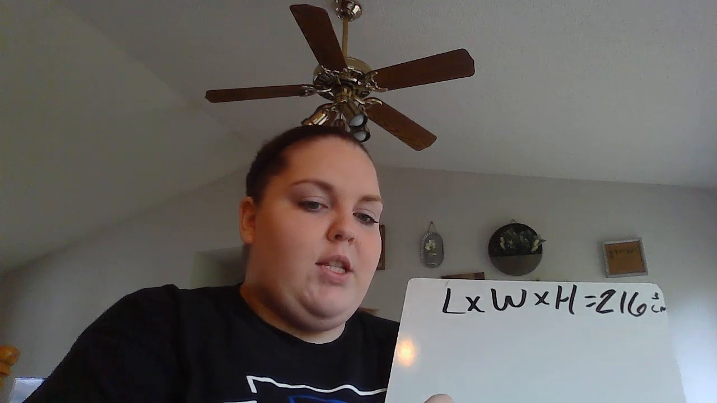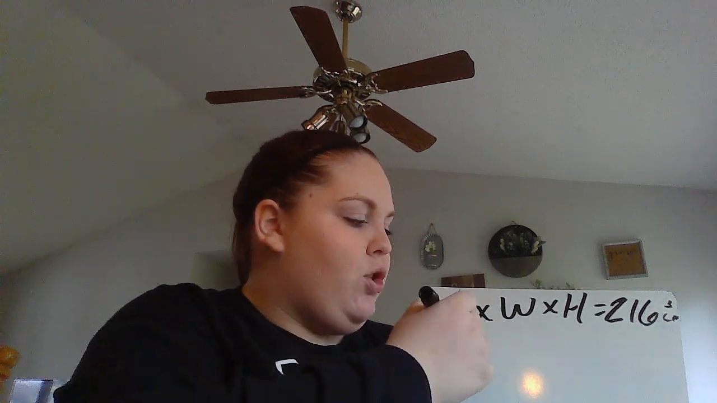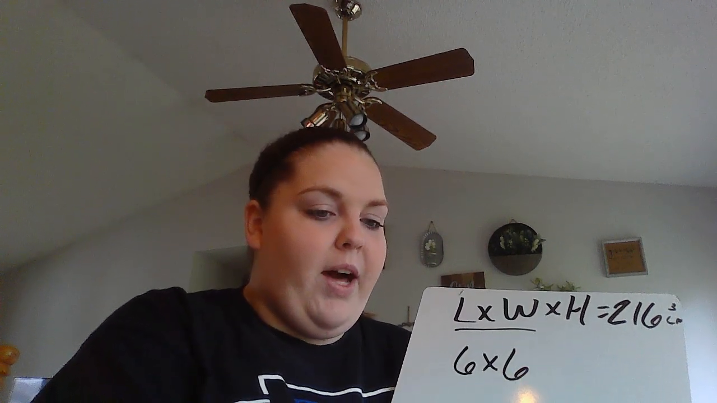Oh, I lied. I have 2 more. The volume of a rectangular prism is 216 cubic centimeters. So I'm writing my formula, length times width times height, and my answer is 216 centimeters cubed. So I'm working backwards on this one. Its square base, remember the base is your length and your width, is 6 centimeters. So 6 by 6 is your base, the bottom. And the height we're trying to figure out.